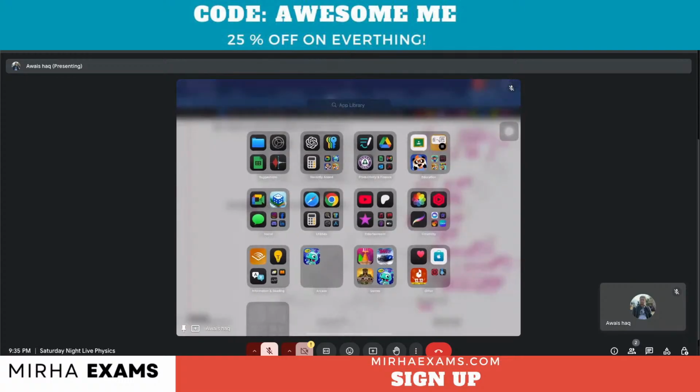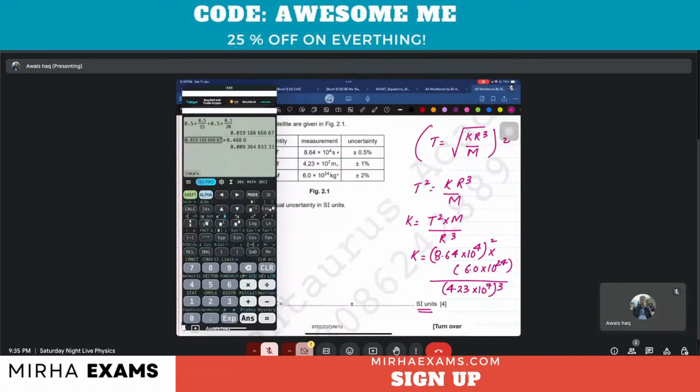Then we're gonna use the calculator again, put it in the right form. 8.64 into 10 raised to power 4.